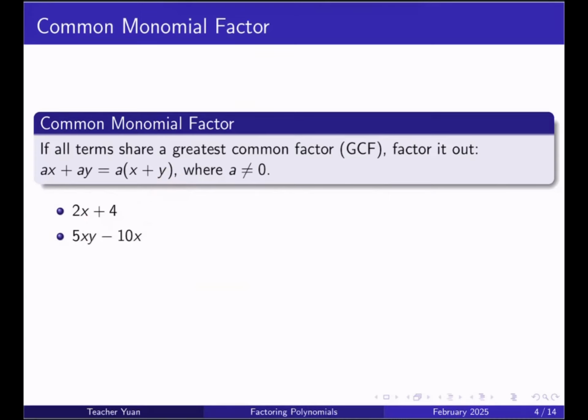Next, let's check out another example. We have 5xy minus 10x. So again, we need to get their greatest common factor. So we identify first each of the factors for each term. So note that for 5xy, the factors are 1, 5, x, and y. For 10x, the factors are 1, 2, 5, 10, and x.